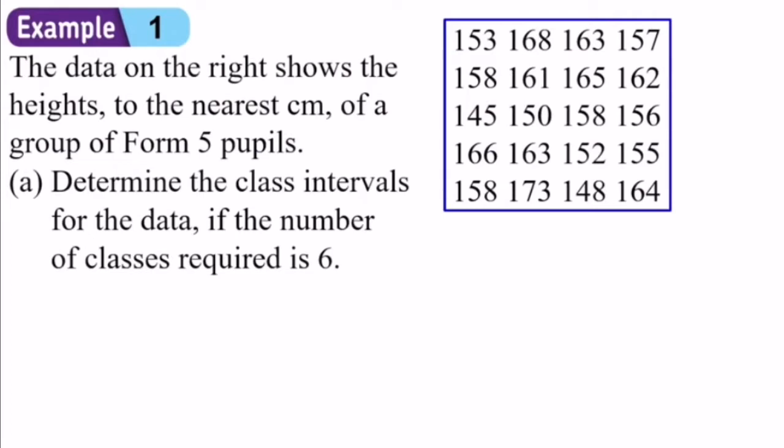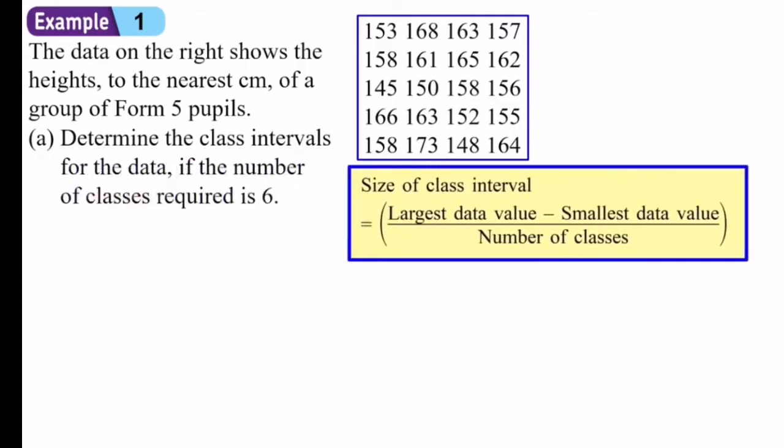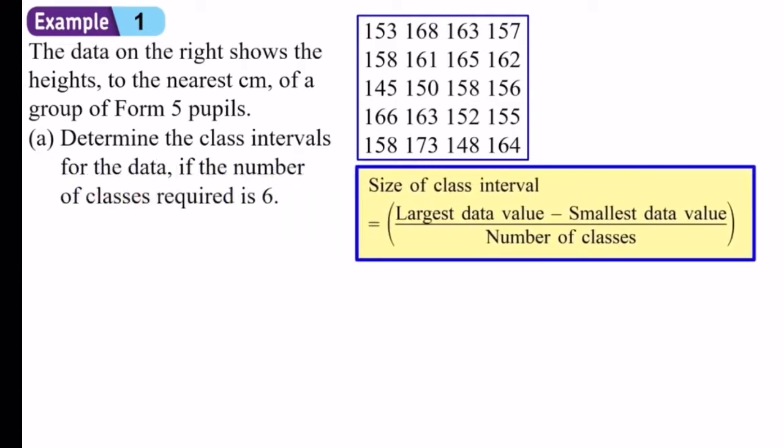So the basic step is you must follow what I say. You must find the largest value and then the smallest value, and you find the difference between them. Actually that is the range: the largest data value minus the smallest data value. Then you divide by how many classes I want, 6 classes. So then you can roughly know how big the size of the class is.